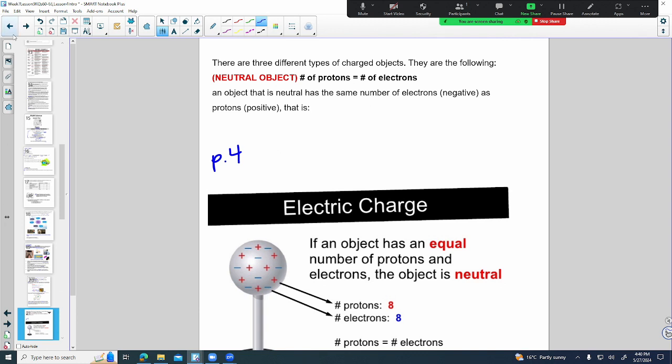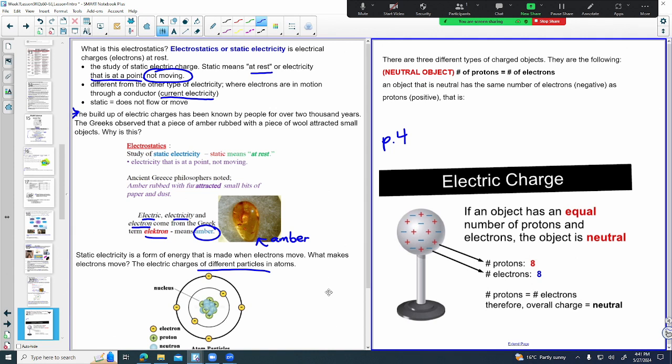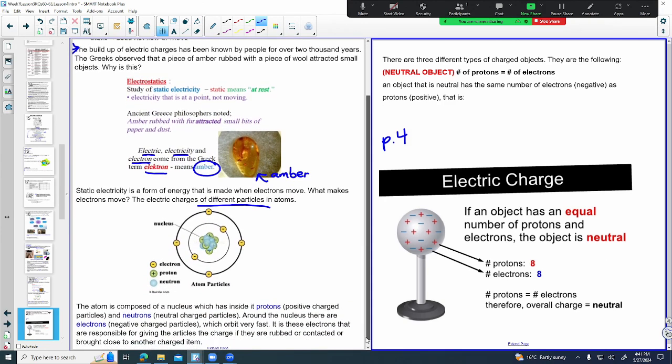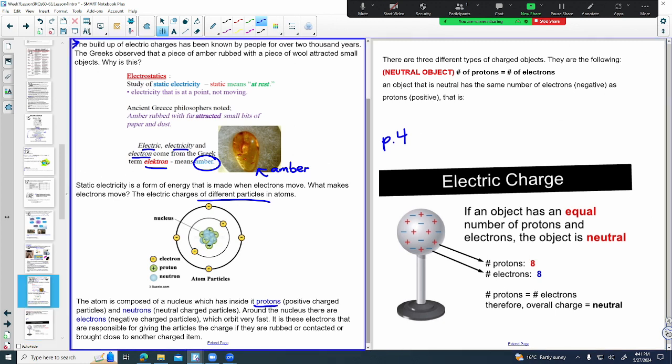Let me just go back quickly and show you this in dual page. We talked about what makes the electrons move. We said the electric charges of different particles in atoms. Well, the atom is composed of a nucleus which has inside it protons. The protons are positively charged particles. There's your proton. If you want to remember, P for plus, so the plus sign. And then neutrons. Neutrons are neutral charged particles. It's neither negative nor positive. That one's easy to remember because neutrons and neutral both start with NEU.